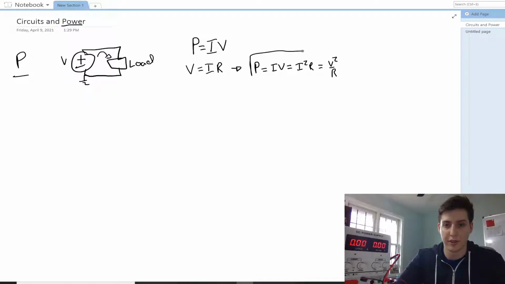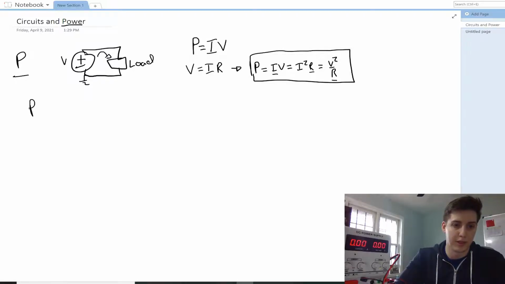So now we have three equations for power based off of what we know. If we don't know resistance, we can use the first one. If we don't know voltage, we can use the second one. And if we don't know current, we can use the third one. So again, power, the unit for this is the watt, which is denoted by the letter W. So we can look at an example.